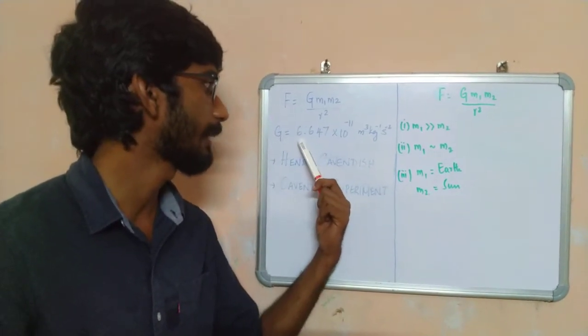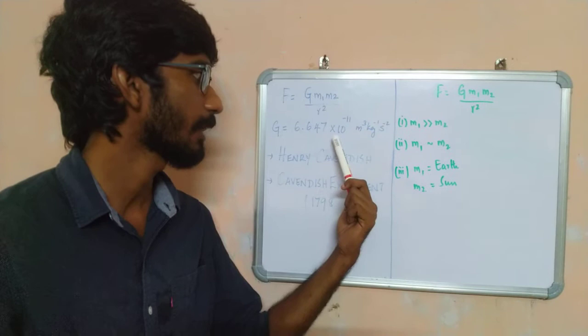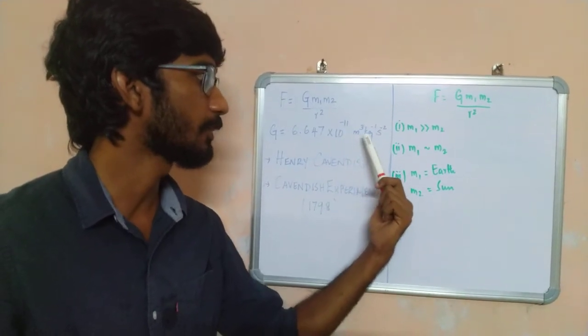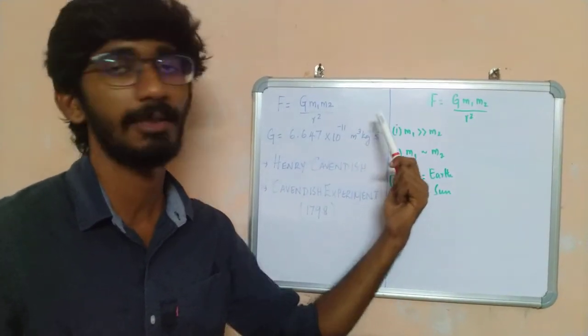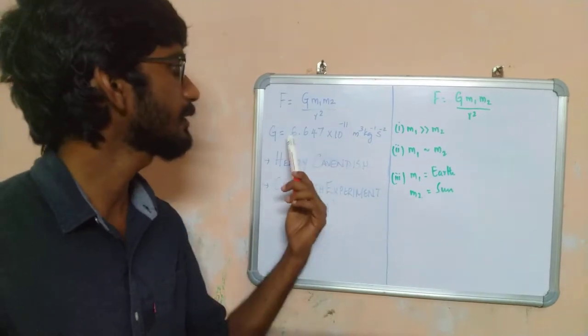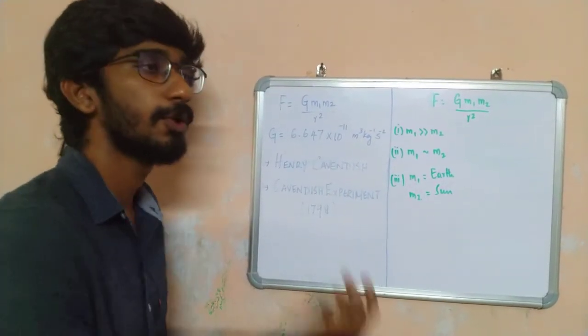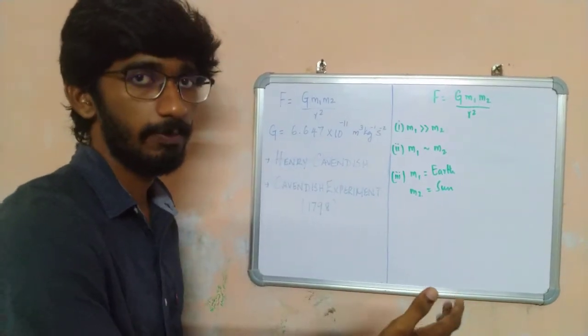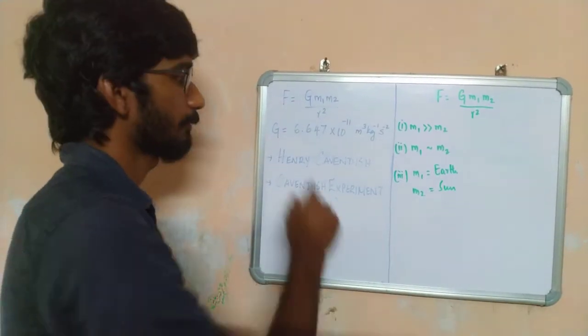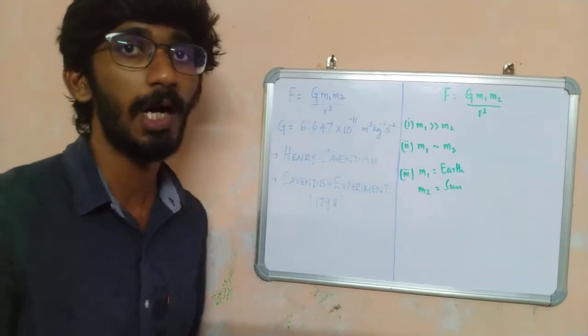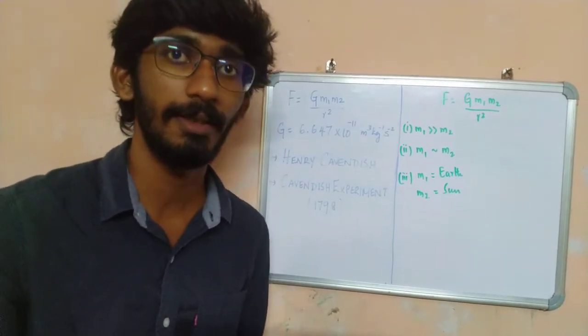is at an accepted value of 6.647 times 10 raised to minus 11 meter cube kilogram raised to minus 1 seconds raised to minus 2. This is a very small value. If you were to express it as decimals, you would have to have the decimal point followed by 10 zeros before you can write these numbers. That is how small the gravitational constant is.